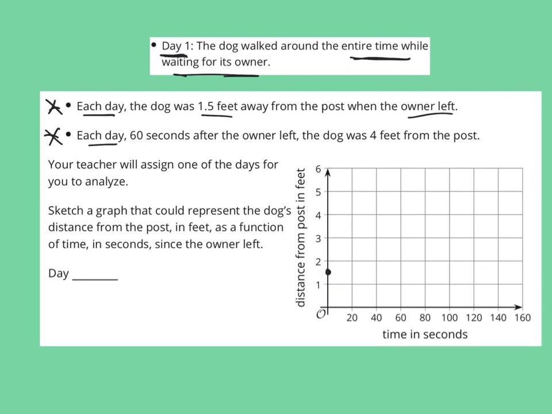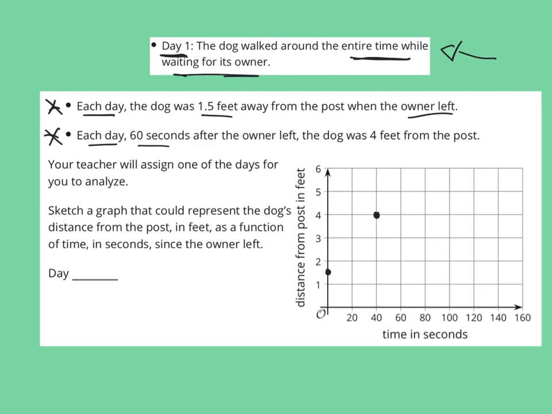And then each day, 60 seconds after the dog's owner left, the dog was 4 feet from the post. So at 60 seconds, we're going to be at 4 feet. So we know that at that 60-second mark, the dog had to be right there. Okay. Everything else is up to the description of the day.